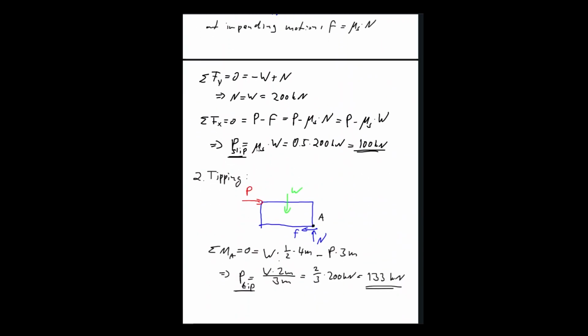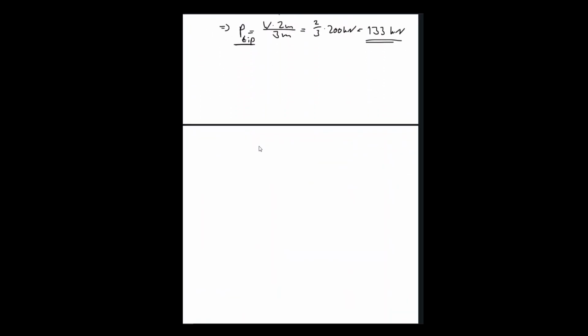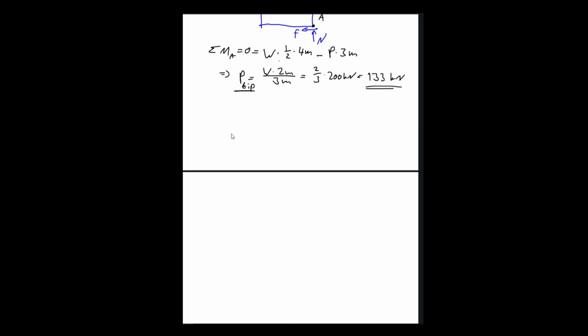So we can say, because P slip is less than P tip, we get slipping. Very simple, right? If we got it the other way around, we'd get tipping.